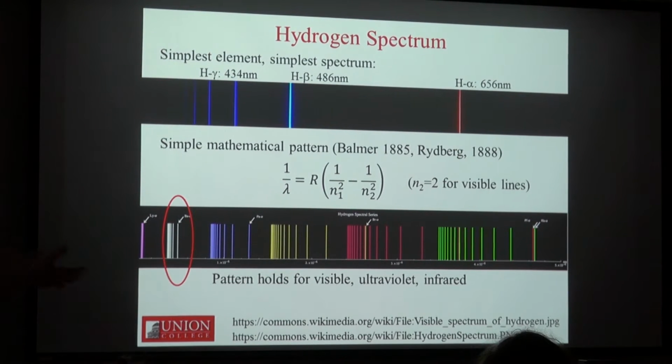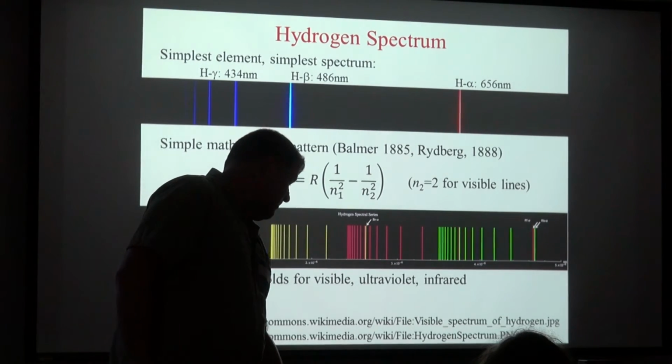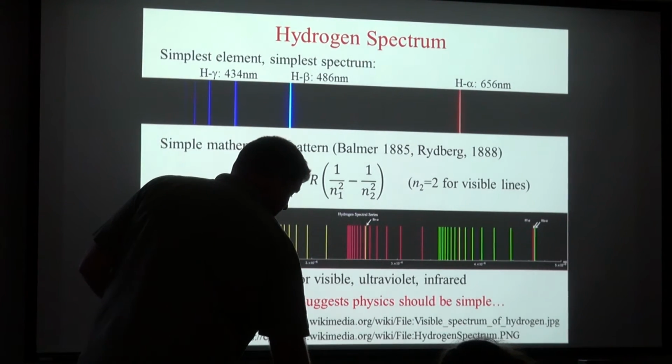So people are trying to figure out, hydrogen is a good place to look because it's got a really simple pattern. There must be some simple rule that underlies this. And so people try to figure out, how does this happen?